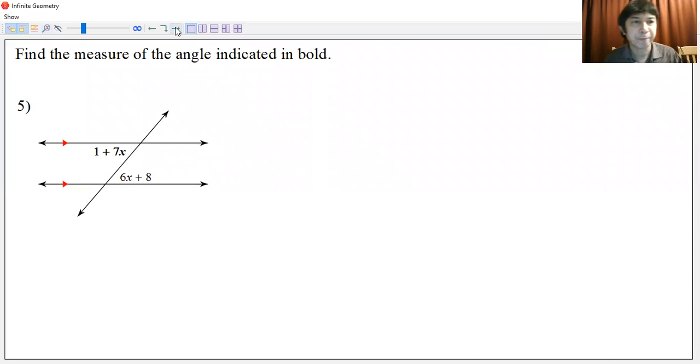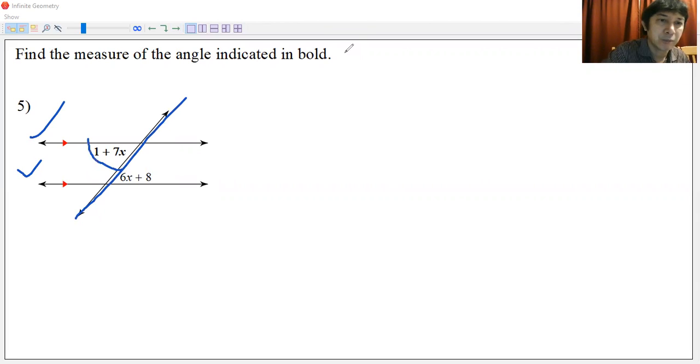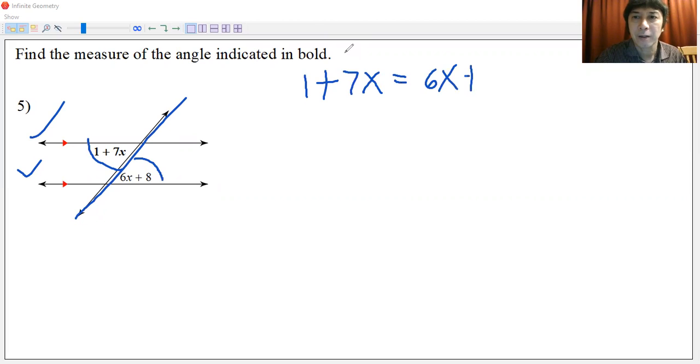Number 5. Find the measure of the angle. Let's see what type of pair we have. It looks like another alternate interior angle pair. So that means we have parallel lines and a transversal. This angle must be equal to this angle. And we have our working equation. 1 plus 7x equals 6x plus 8.